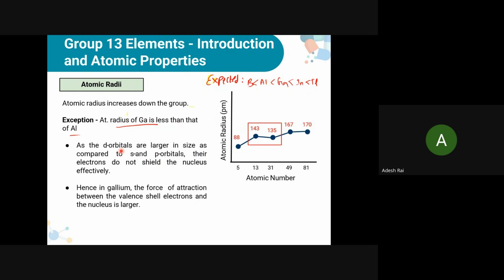Now, coming to ionization energy. Do you remember the definition of ionization energy? The minimum energy required to remove an electron from the outermost shell of an isolated gaseous atom. Do you remember the definition of ionization enthalpy? Yes or no?